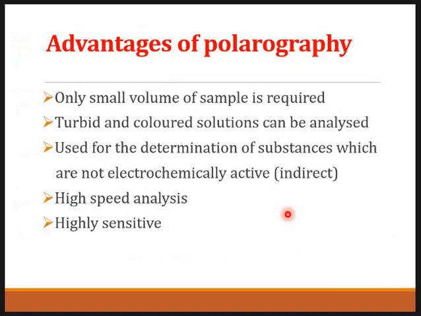The next one is advantages of polarography. Only a small volume of sample is required. With the small volume one can do qualitative and quantitative analysis, and even turbid and colored solutions can be analyzed. It is used for the determination of substances which are not electrochemically active. Usually electrochemically active substances are analyzed through the polarographic method, so electrochemically inactive substances are converted into electrochemically active ones, and then the polarographic method is used. It is a high speed analysis and also highly sensitive.